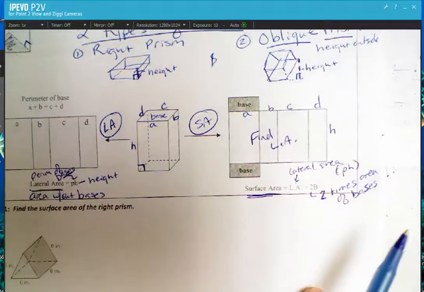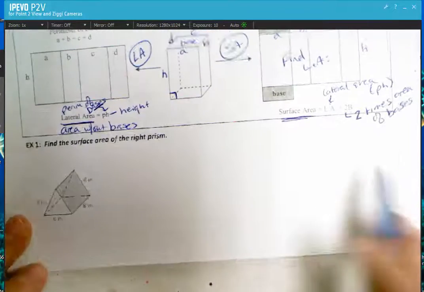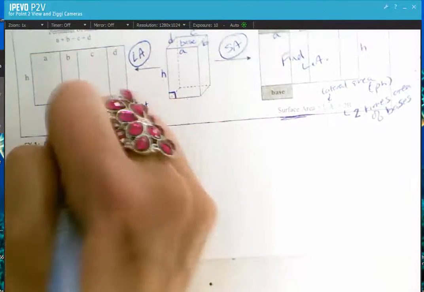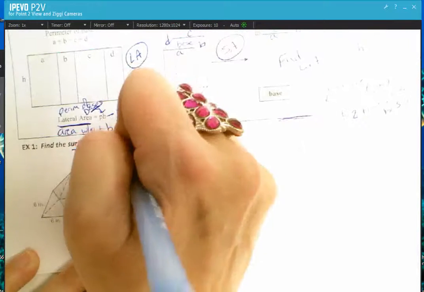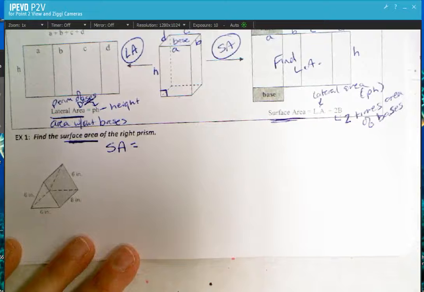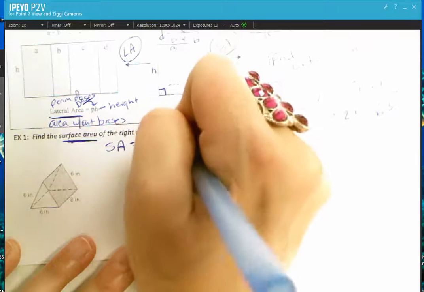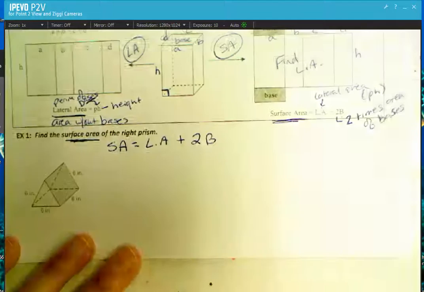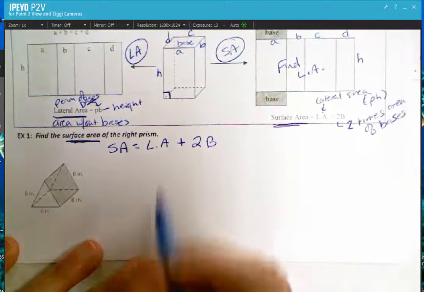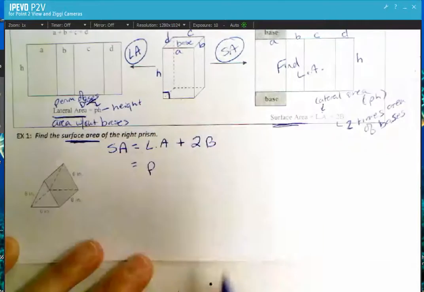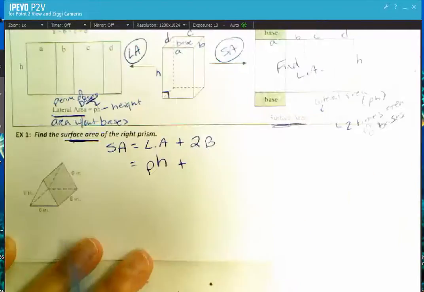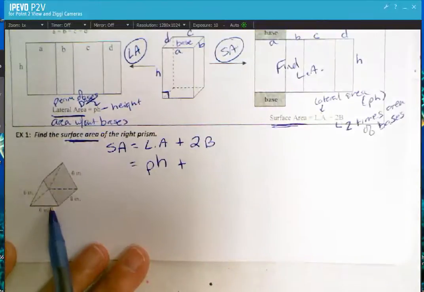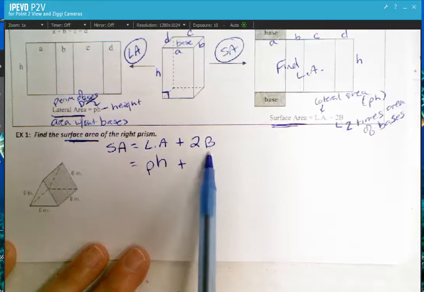So let's play with this so it sticks a little bit. Find the surface area of the right prism. So we want to make sure we know what we're looking for. So once I know I'm looking for surface area, I know I should always start with the formula. Those of you that are skipping formulas are having trouble on the tests. Is lateral area plus 2 of those base areas. I know lateral area though is my perimeter times the height. And I still have 2 times the bases. So if I'm going to look at this base area, that's a triangle. So I got to go figure out B separately. So I'm going to do that in a little bit.